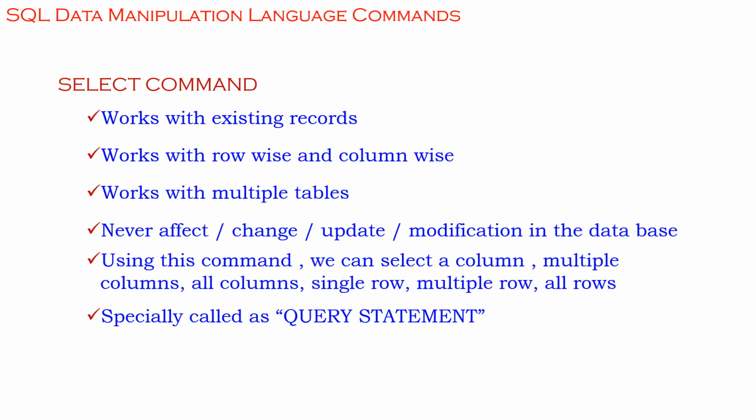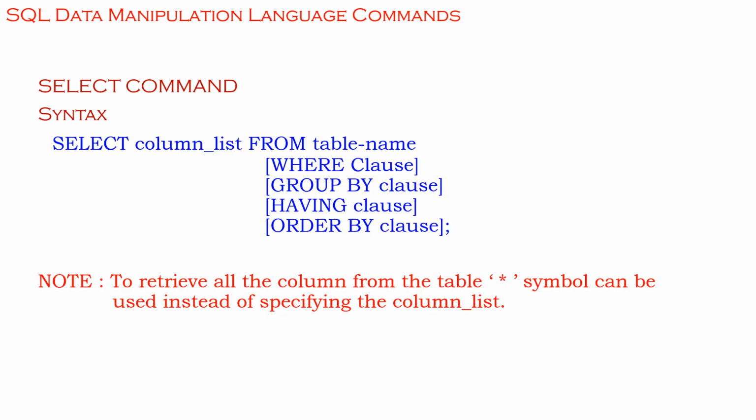So next is the select command. So far we have seen insertion of a record into a table, deleting a particular record from a table, and how to update a particular record available in the table. Now we'll see how to access or select the values from a table. It again works with the existing records. It works row wise as well as column wise. It works with multiple tables. Specifically, it is called a query statement. Okay, so we'll see some examples on that.